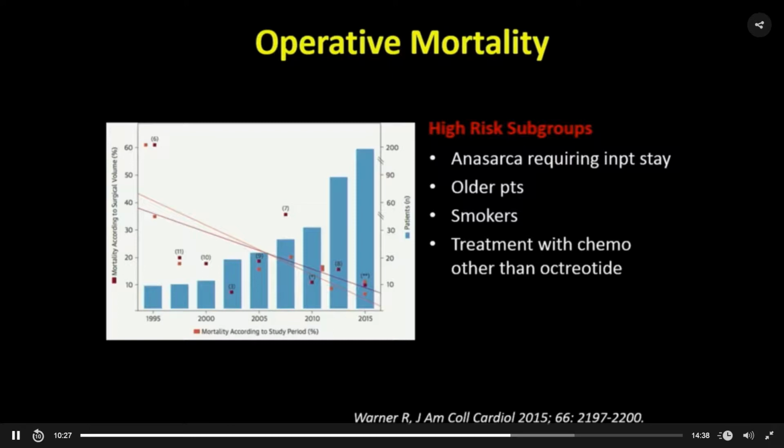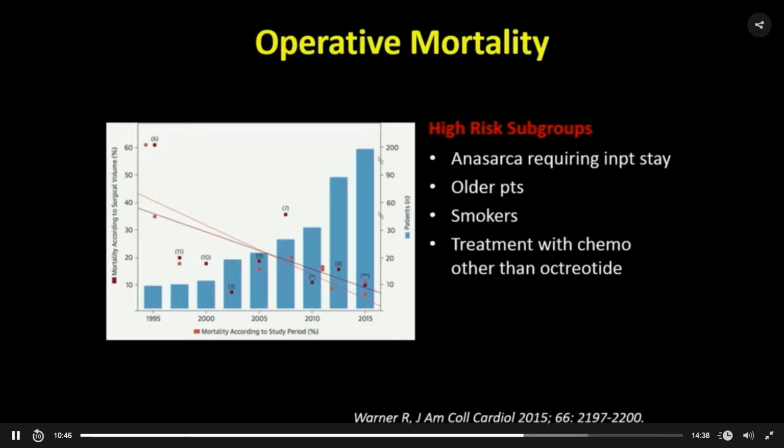With all that said, operative mortality used to be quite high, maybe more than a decade ago. This is data from both the Mayo Clinic series and a Mount Sinai series. What you can appreciate here is that the mortality, as depicted in the curves, has decreased significantly over time as the volume and experience at the various centers has increased and patient selection has improved.